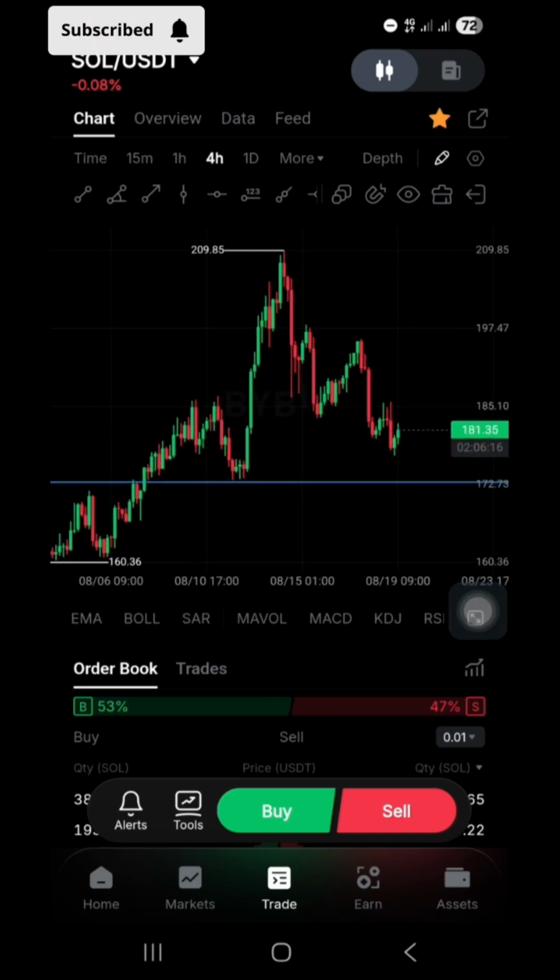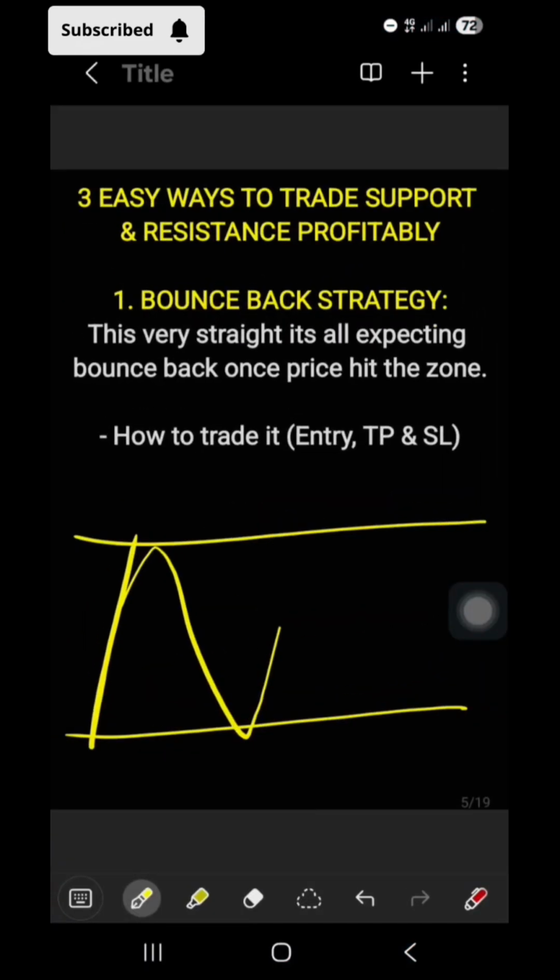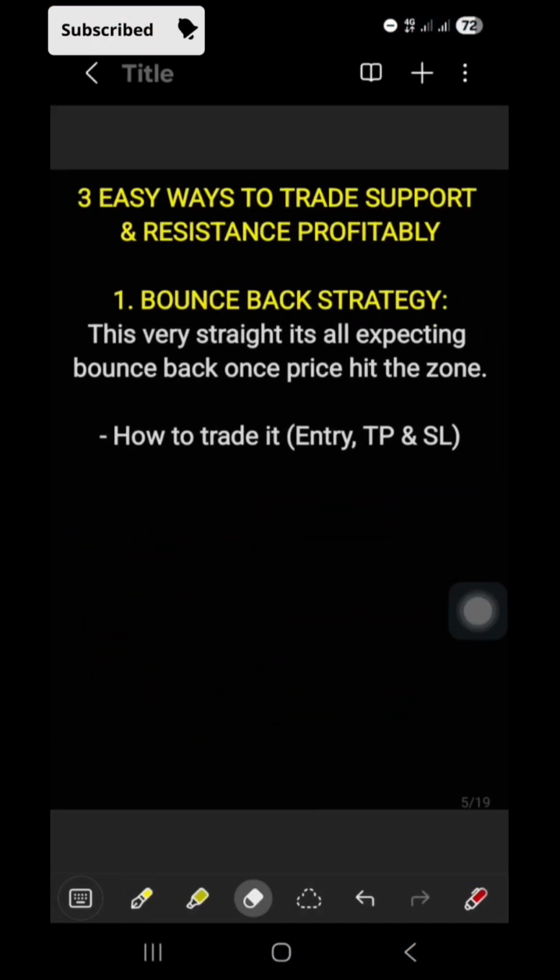Did I finish the story of Alex? Alex has always been jumping in and jumping out and eventually keeps losing. But the truth was that he didn't wait for the reaction at the zone. He was just trading the zone, not the reaction at the zone. So wait for the reaction. Two things are likely to happen at each zone: either it breaks below or it breaks above. So that's the bounce back strategy.